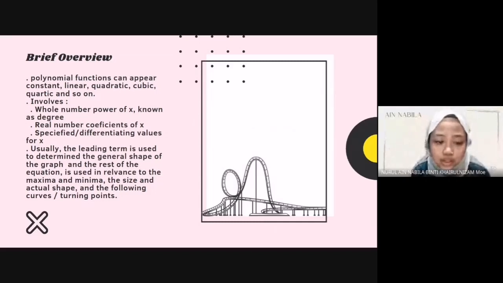So polynomial functions can appear as constant, linear, quadratic, cubic, quartic, and so on. It involves a whole number power of x known as the degree, and real number coefficients of x. Usually the leading term is used to determine the general shape of the graph, and the rest of the equation is used in relevance to the maxima and minima, the size and actual shape, and the following curves or turning points.